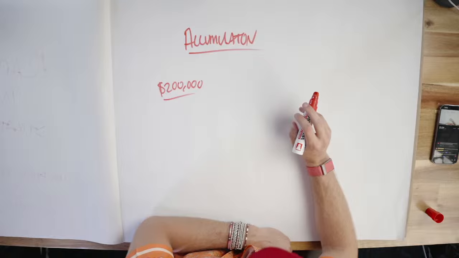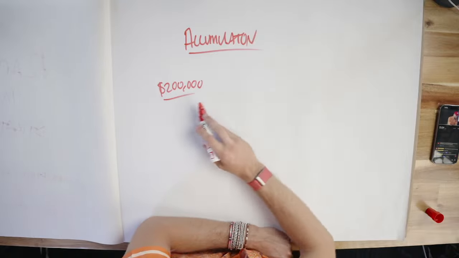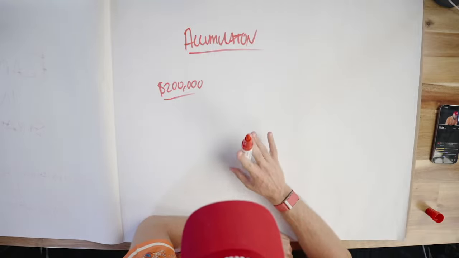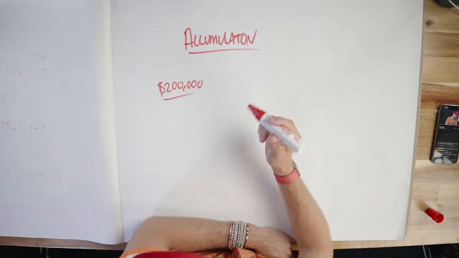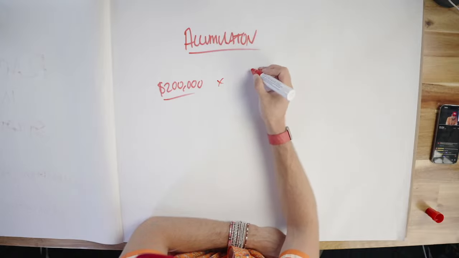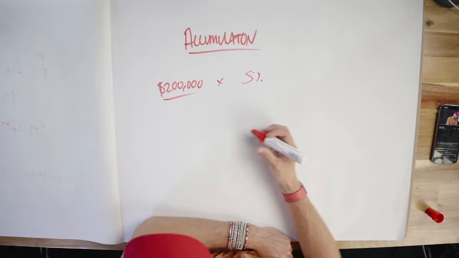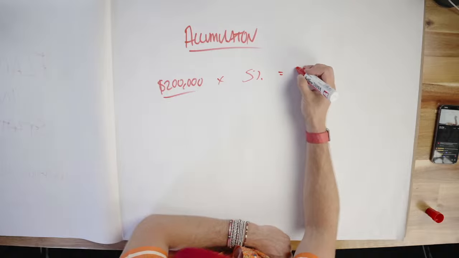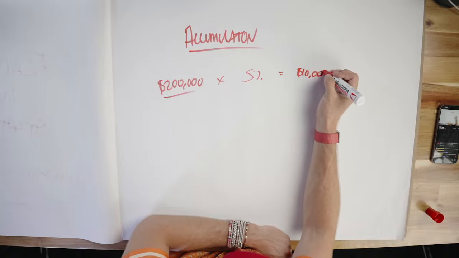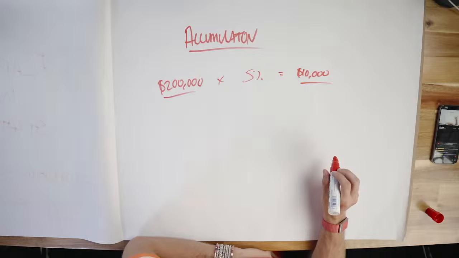Yeah, we'll be fine. So if we try to generate cash flow from $200,000, and let's say we had a 5% yield on that $200,000, we would get a grand total of $10,000 a year in cash flow, which is well and truly less than what people want to live on.